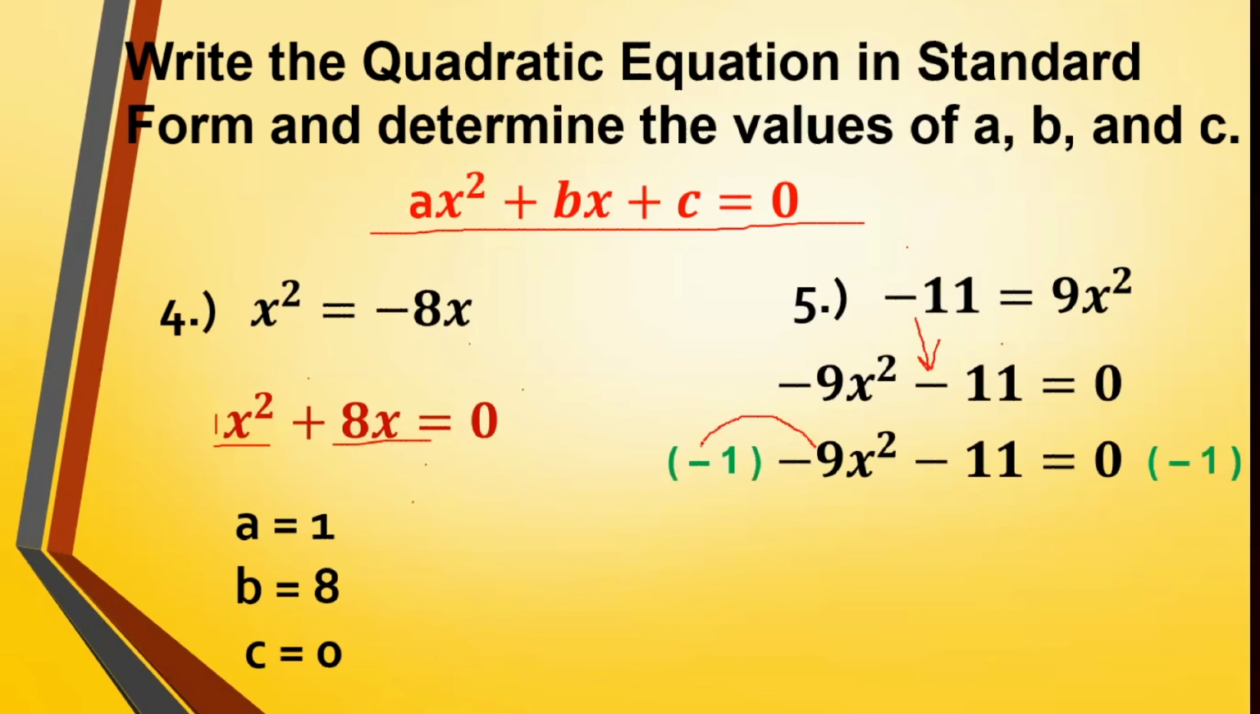How about negative 1 times negative 11? Positive 11. Correct. How about 0 times negative 1? Equals 0. Okay, so we have 9x squared plus 11 equals 0. Or even if we don't multiply by negative 1, we can just reverse the signs. Negative 9 becomes positive, negative 11 becomes positive 11. So, 9x squared plus 11 equals 0.